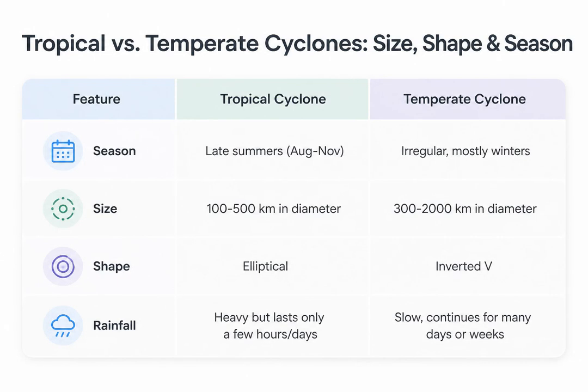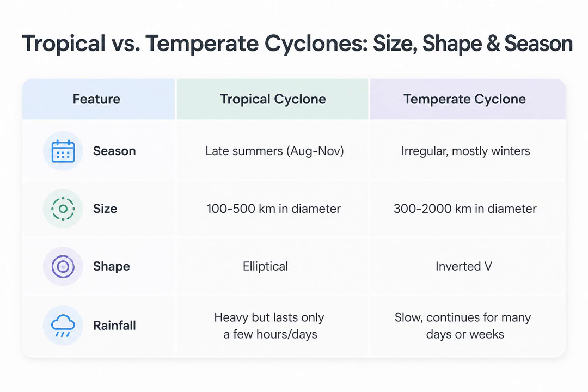Looking at seasonality and size, tropical cyclones are highly seasonal, peaking in late summer. Temperate cyclones are more irregular, but heavily favor the winter months. In terms of sheer size, temperate cyclones are much larger, spanning up to 2,000 kilometers, compared to the 500-kilometer maximum of a typical tropical cyclone. Shape-wise, tropical storms are elliptical, while temperate ones look like an inverted V.